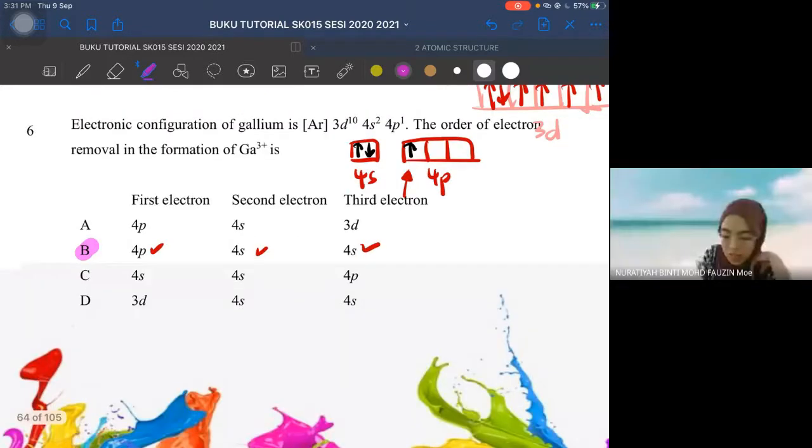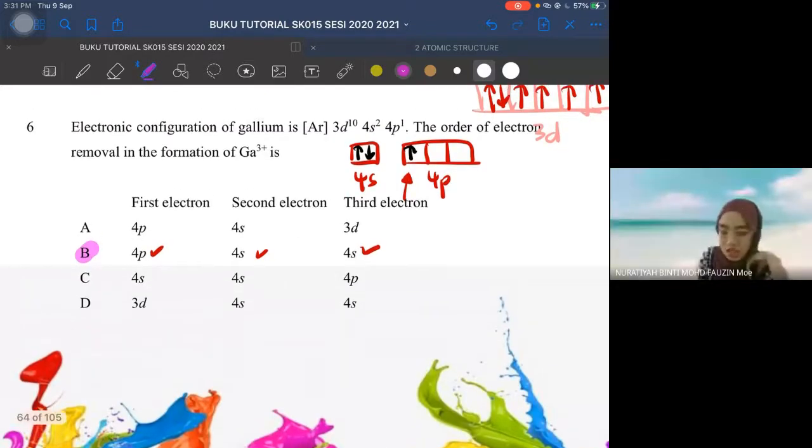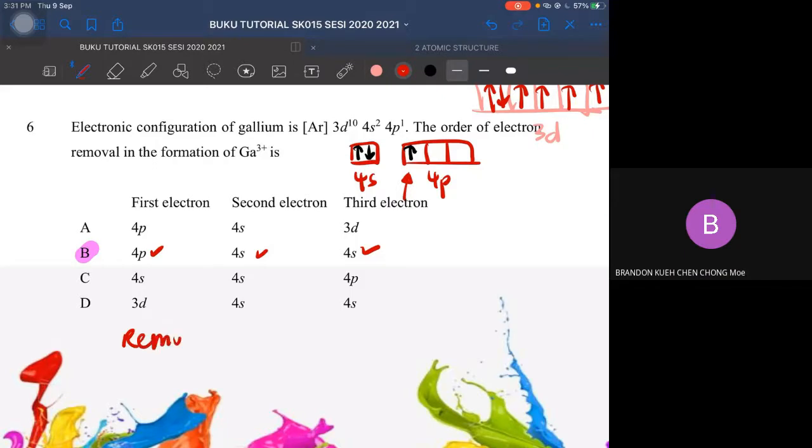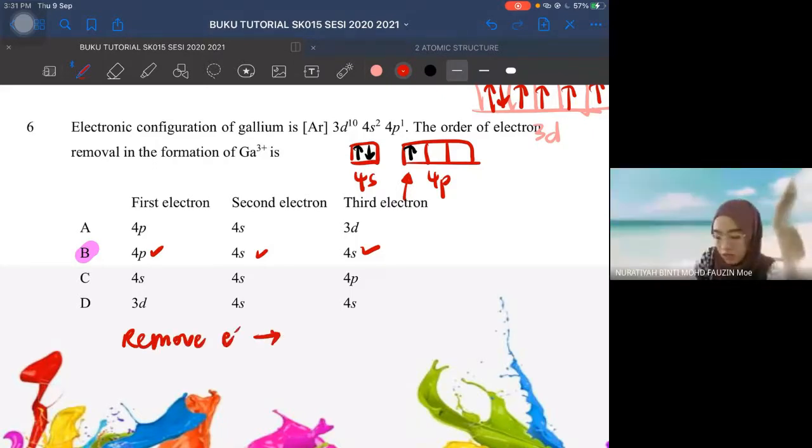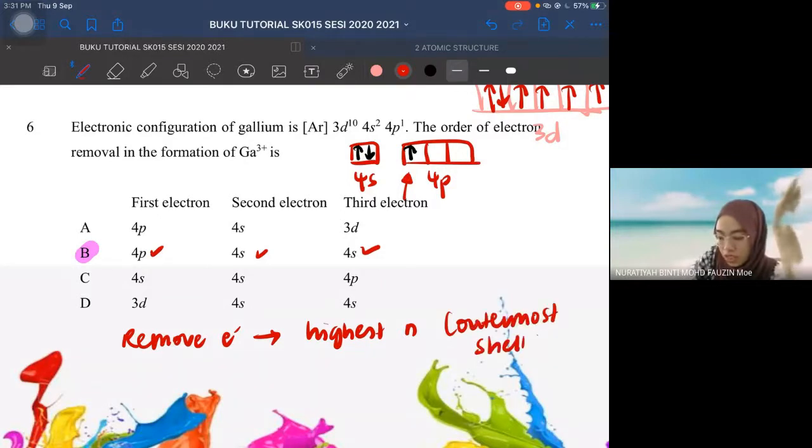Okay. So you will remove electron starting from the highest energy. Remove electron from highest n. Outermost shell. Dia yang paling kat luar. Elektron yang duduk kat luar sekali, dia lah yang kena buang dulu.